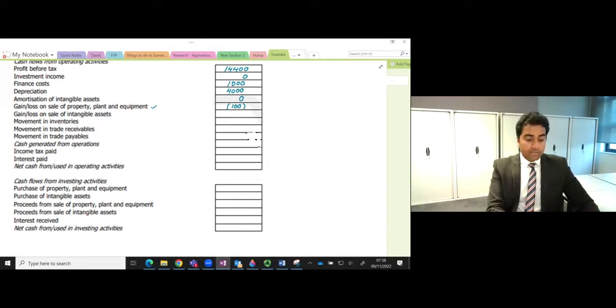Next is gain or loss on the sale of intangible asset. We do not have any intangible asset, and therefore there has been no gain or loss on that. We did not sell any.